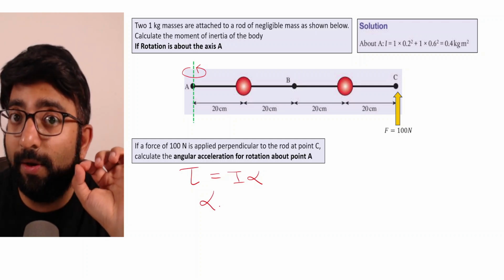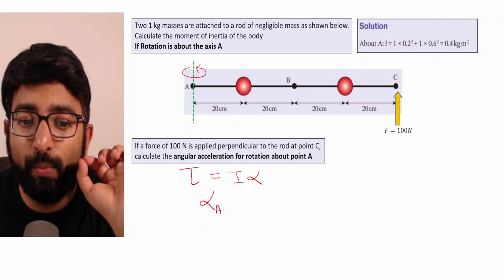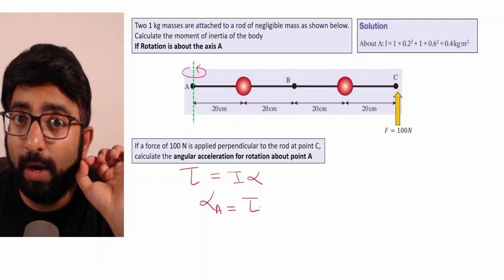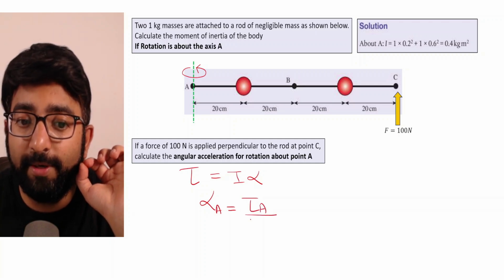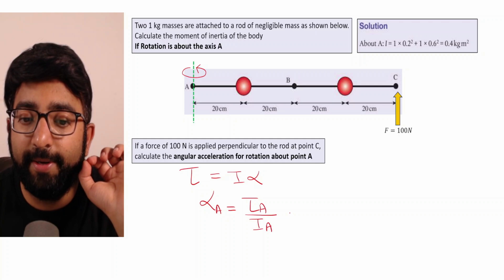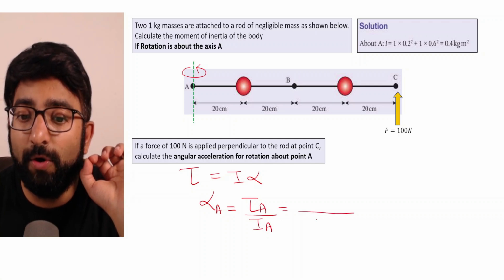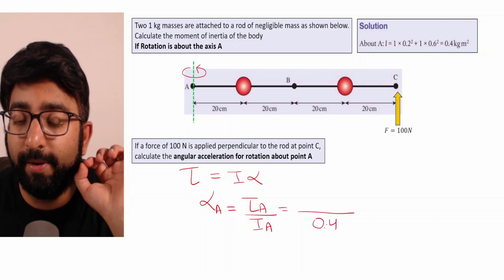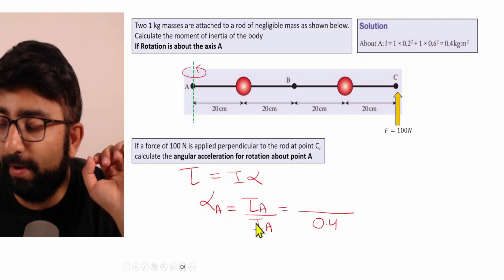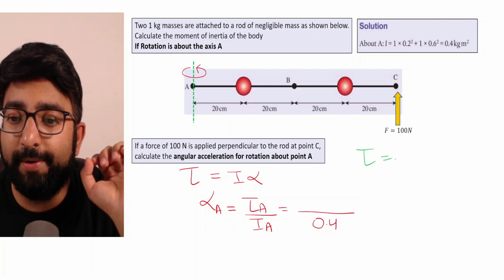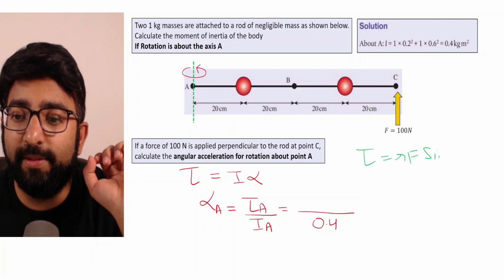So let us make alpha as the subject first. So alpha, angular acceleration about the point A, will be equal to torque about the point A divided by moment of inertia about the point A. And the moment of inertia is 0.4 like we calculated earlier. And how do we find the torque? We go back to the basic formula torque is equal to rF sine theta.